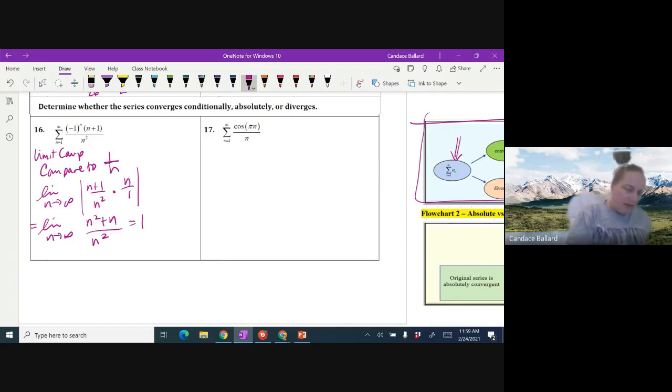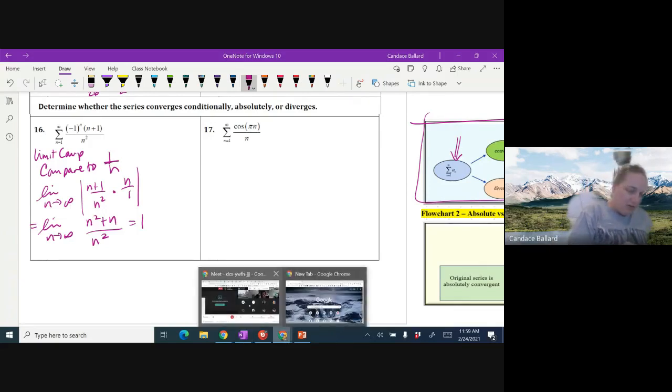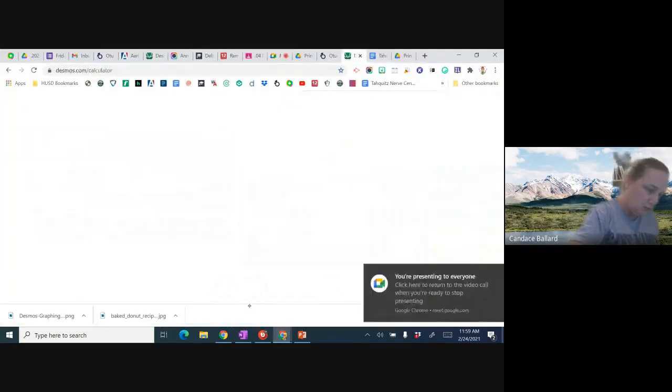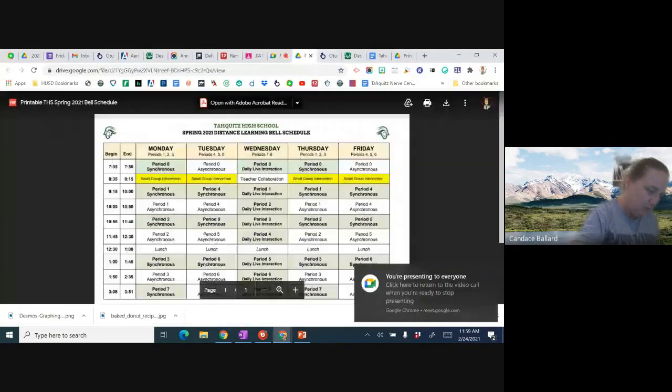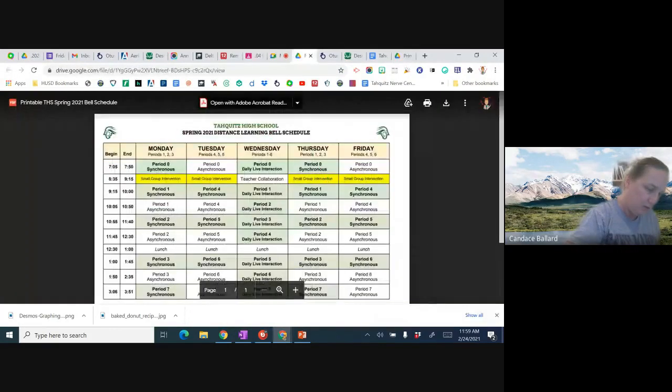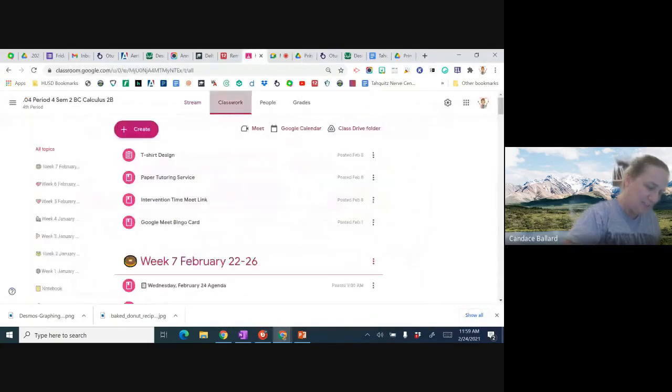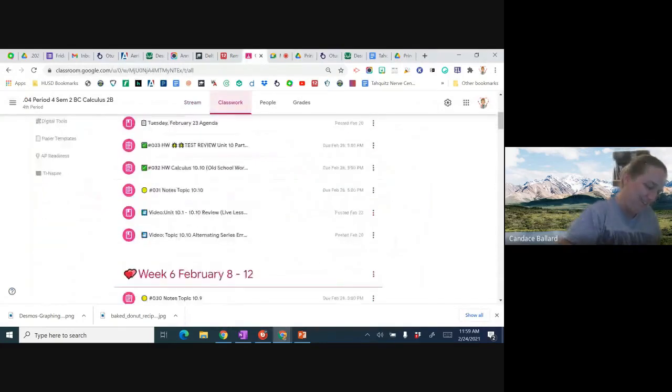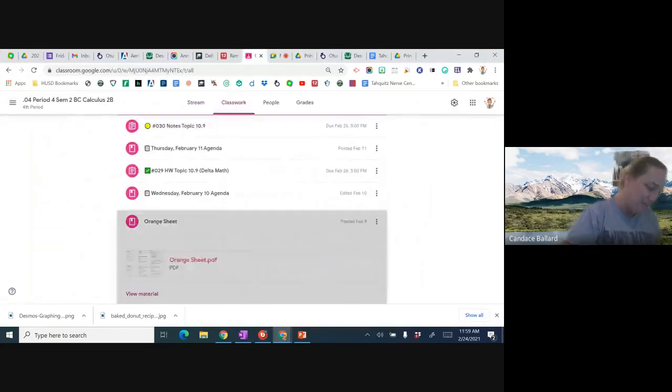I'm going to try to find my chart. Where's my chart? Not that, not that. Is it this one? No. Oh, I might have put it away. Maybe it's this one. No. I've been really concerned about the schedule today, apparently. Orange sheet. There it is.